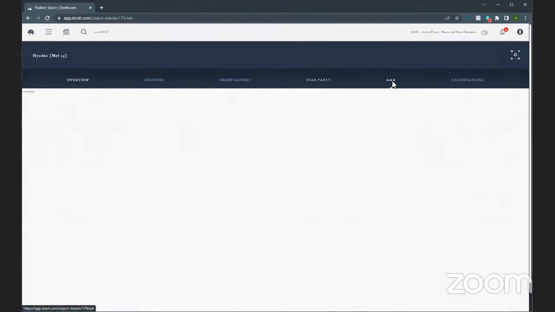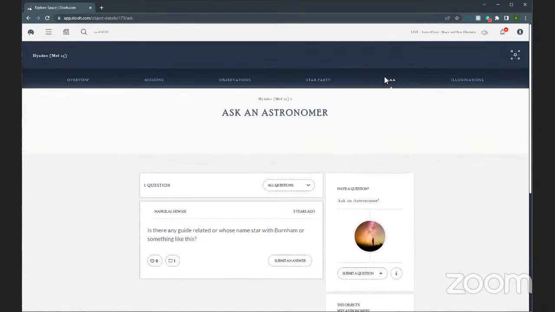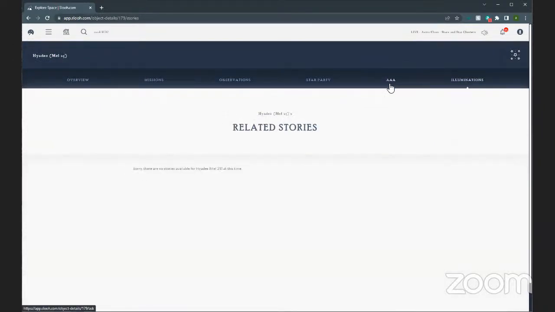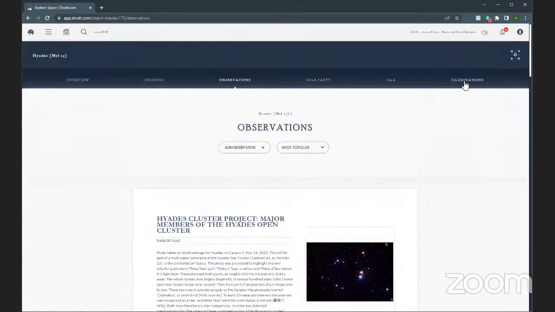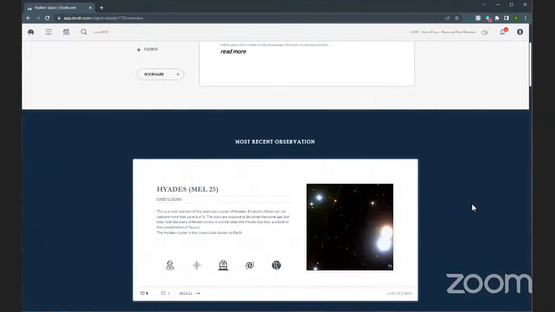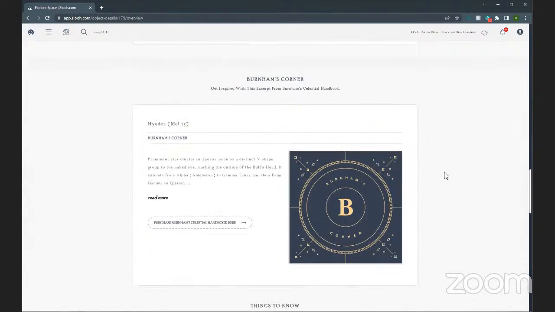We also have, if you've got a burning question about an object, you can go to AAA, Ask an Astronomer. Illuminations, this doesn't have any related source, but usually you may have a poem or a story or an artwork or a type of observation that isn't scientific or doesn't share anything about the object so much. Maybe it's a personal reflection that will wind up in illuminations. Those are always very interesting. Again, the missions and the overview. In the overview, there's another great section on the bottom called Burnham's Corner.